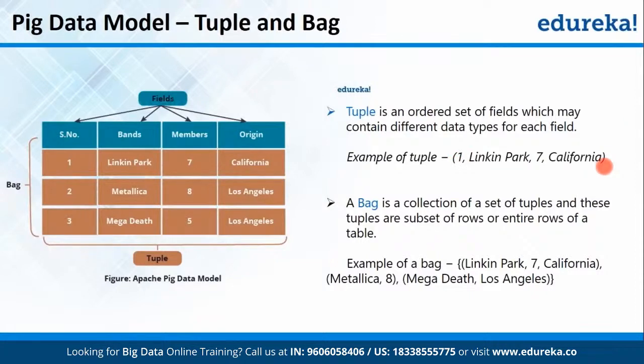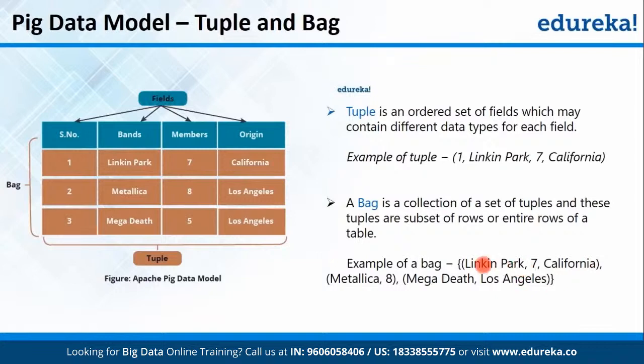The next is a bag. A bag is nothing but a collection of tuples. It could be one tuple, two tuples, or multiple tuples. It could be an entire row or a subset of rows. So let's look into the example. First of all, a bag is represented by curly braces. As you can see right here, this is the opening curly brace which represents the start of the bag, and there's an ending curly brace which represents the end of the bag.